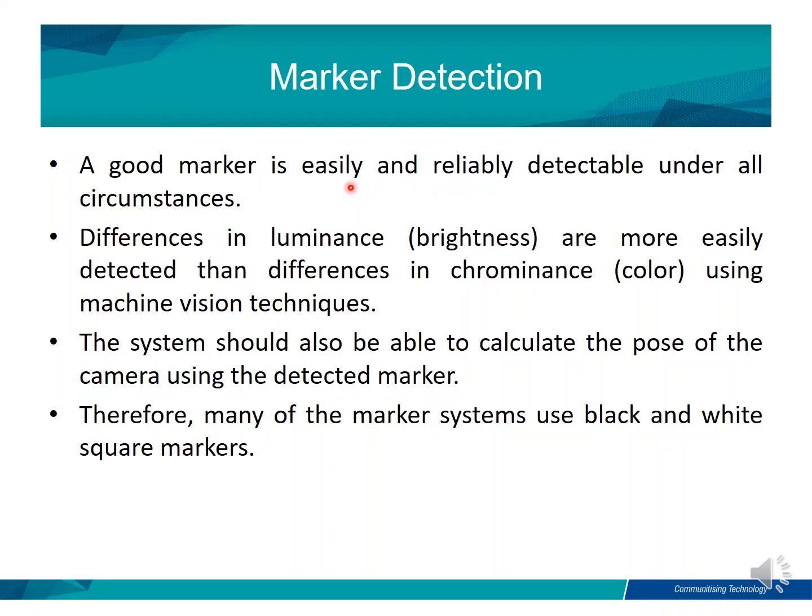Based on this statement, differences in luminance or brightness are more easily detected than differences in chrominance or colors using machine vision techniques. So for the markers that we produce, it is better to have differences in terms of brightness compared to differences in terms of colors, because they will be more easily detected.